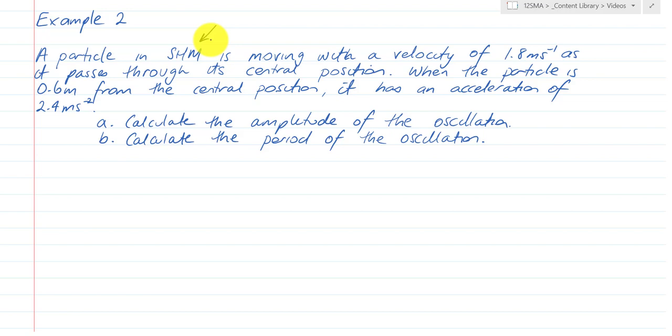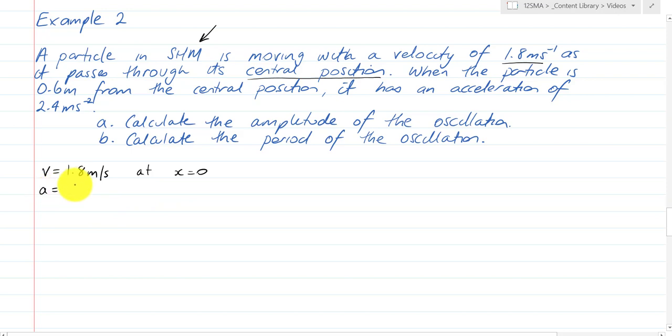So this is a bit tricky and I don't really know where to start necessarily, so I'm going to start by writing down the things that I know. So I know first of all that the velocity is equal to 1.8 meters per second. So is this at the start? Well, it doesn't say anything about time, but it passes at 1.8 meters per second as it passes through the central position. So therefore at x equals 0.